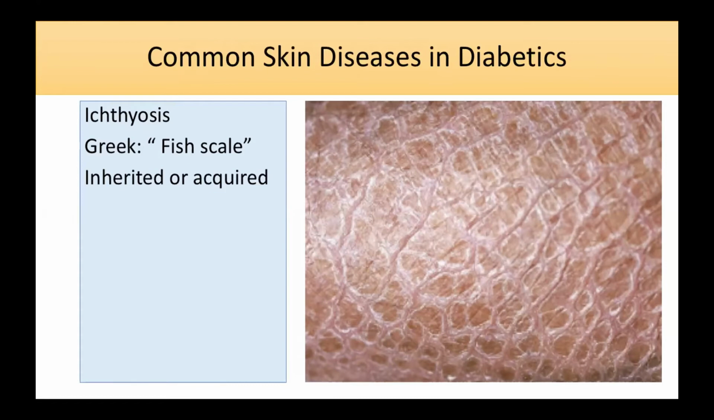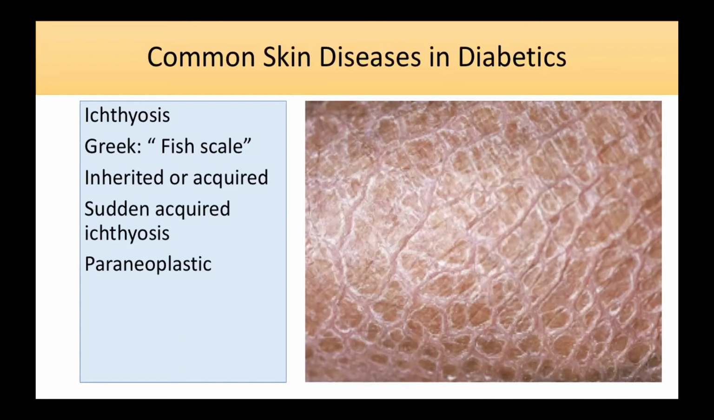Or you can acquire it. Acquired means that suddenly, at a certain stage of your life, maybe in your 20s, 30s, 40s, you suddenly have very dry skin. Then you must have a high index of suspicion about what problem you have, why you suddenly have this dry skin. So you must certainly search for paraneoplastic causes. Paraneoplastic means that it could be caused by something like cancer.